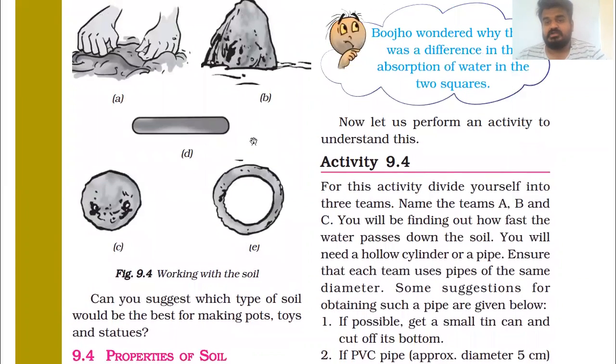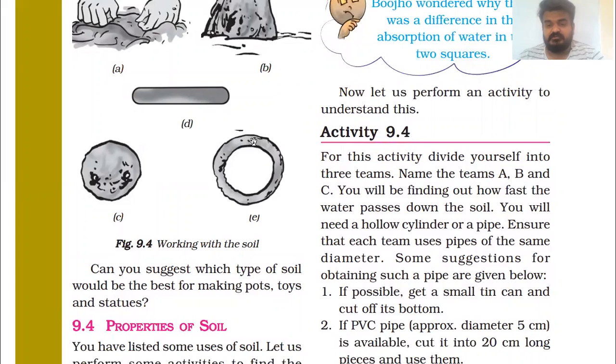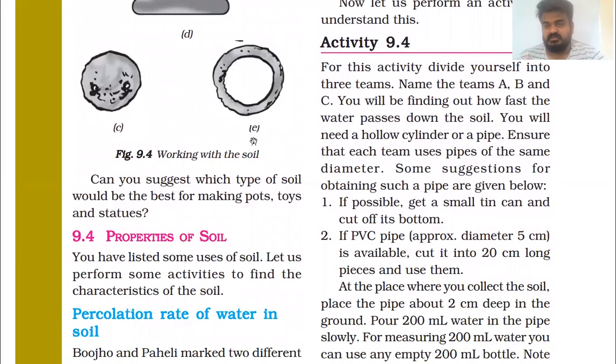So let's try to understand this topic with this Activity 9.4. For this activity, divide yourself into three teams. Name the teams A, B, and C. That's simply talking about class. You will be finding out how fast the water passes down the soil. You will need a hollow cylinder or a pipe. Ensure that each team uses pipes of the same diameter. Some suggestions for obtaining such a pipe are given below. If possible, get a small tin can and cut off its bottom.